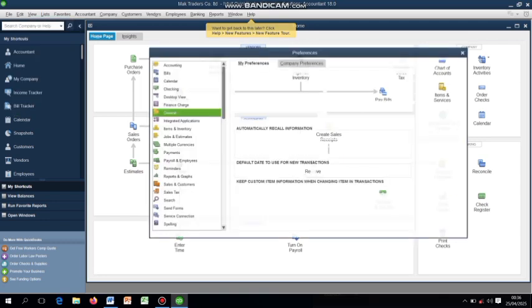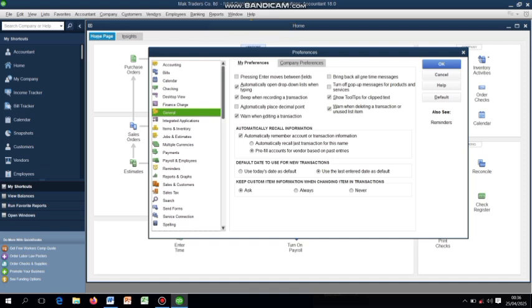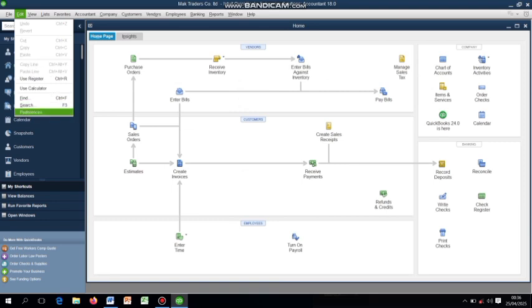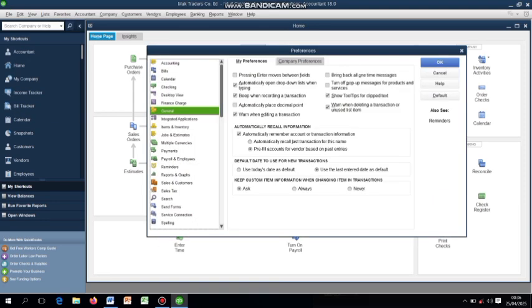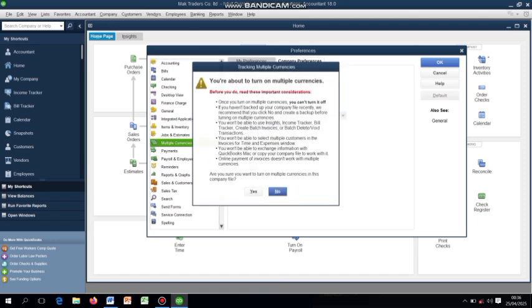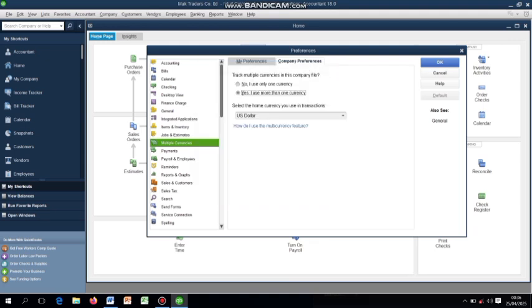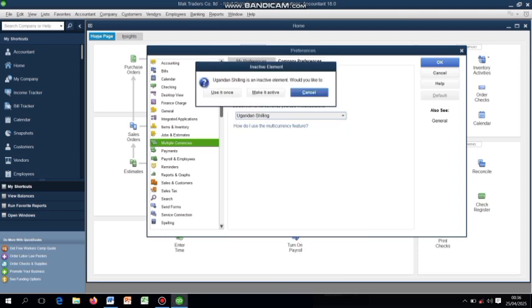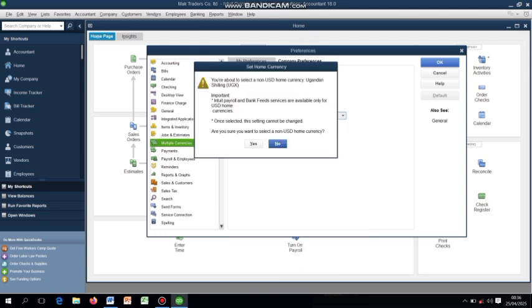So I'm going to come to edit. Sorry. I will come to edit. I come to preferences. So I'll come to multiple currencies. I'll come to my company preferences. Then I'll choose yes, I use more than one currency. For these ones, I'll ignore. Then I'll change the currency. I'll come to more currency. Then I'll choose the Ugandan shilling. And I'll make it active.